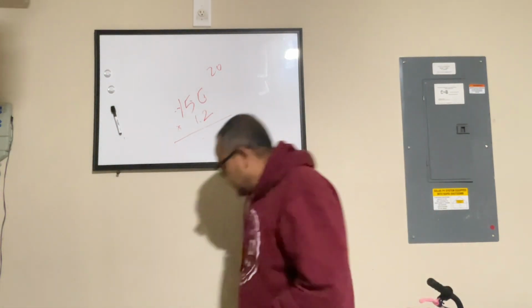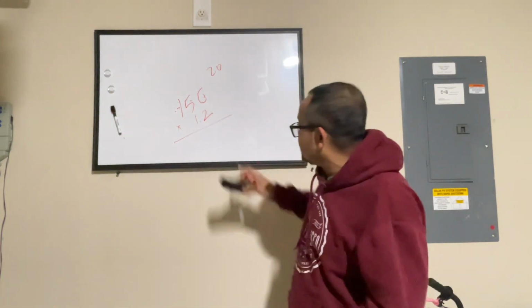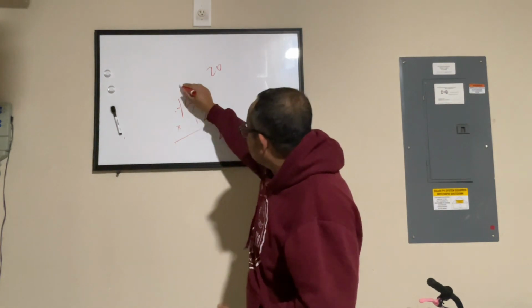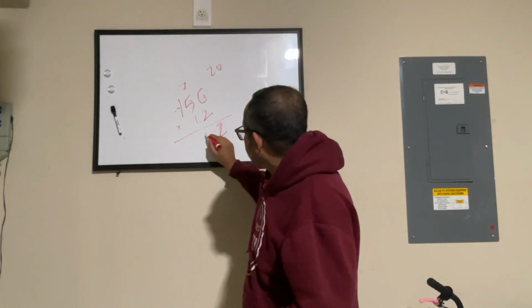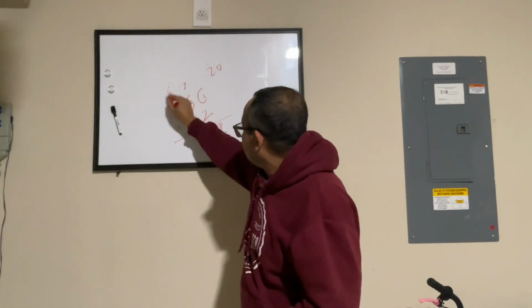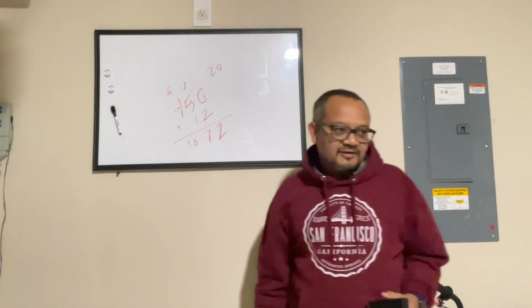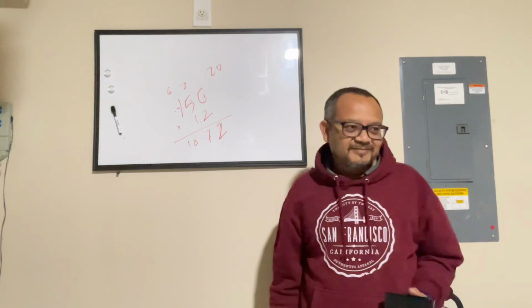I can do it faster. If I see 12, I know the table of 12. I will say 12 6s are 72. 7 carry forward. 12 5s is 60 plus 7, 67. 6 carry forward. 12 1s is 12 plus 6, 18. I can save time. Okay?